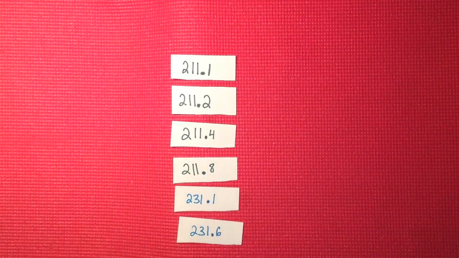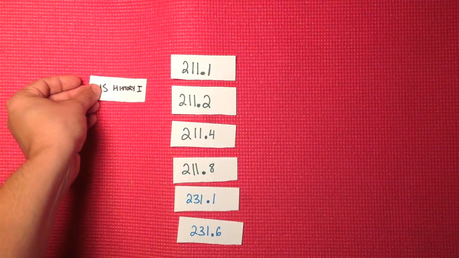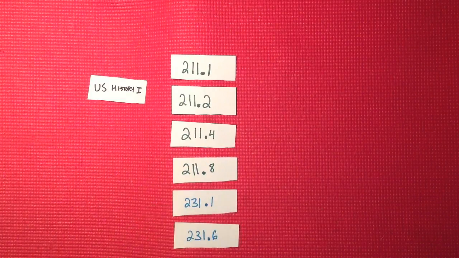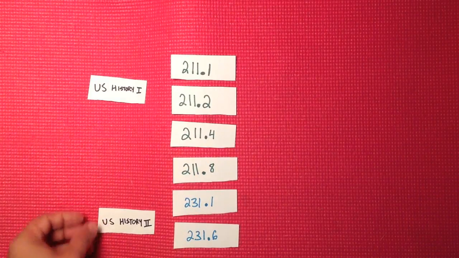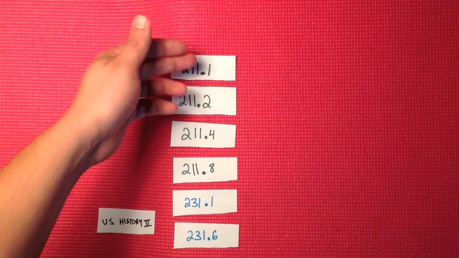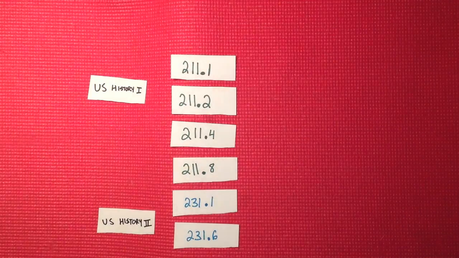Now I streamlined it a little bit. I dropped the course names and the year, but I know that these sections here, the 211 courses, are for U.S. History 1, and then down here, these last 2 courses, these are U.S. History 2. So when I look at this, I realize that there are 4 sections here, point 1, point 2, point 4, and point 8, which represent U.S. History 1. And then there's 2 sections for U.S. History 2.